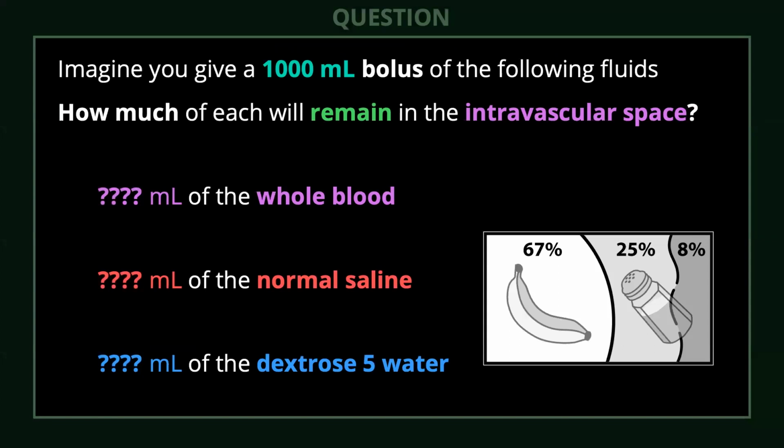To address this, we're going to do another question here. I want you to imagine you're giving a 1,000 milliliter bolus, so 1 liter of each of the following fluids. And what I want you to answer is how much of each is going to remain in the intravascular space. And you may have noticed slowly fading in there is a reminder of the relative sizes. I'll give you a hint. That is going to help you to get to the answer here.